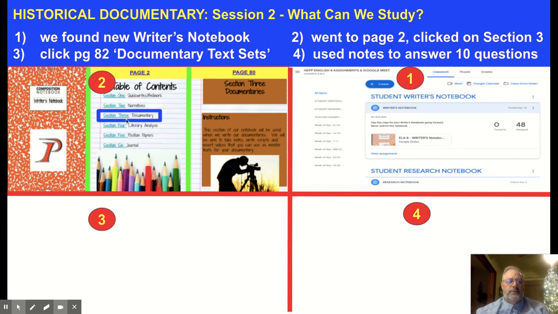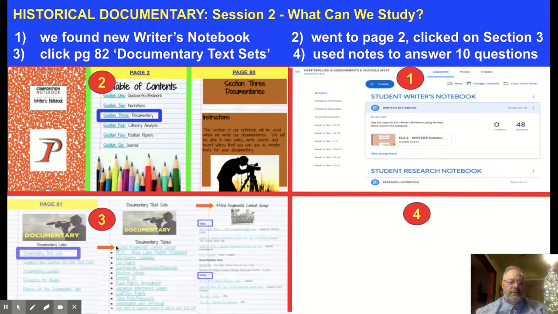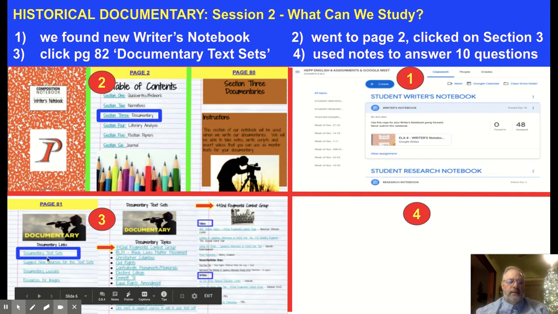We went to page 2, section 3, clicked on that. That's going to take us to page 80, where we start with our documentary information. We go to the next page, scroll down to page 81. We click on here. The first topic is documentary text sets.